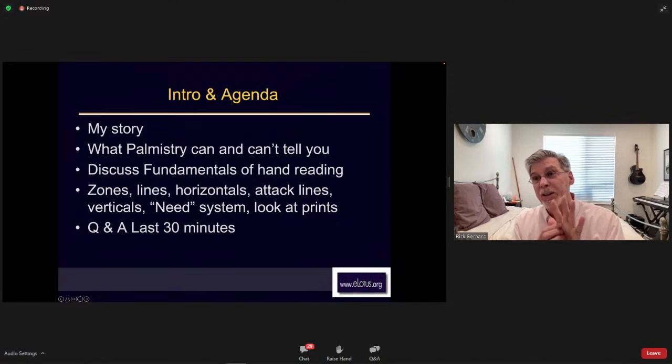Okay. And we're going to discuss our need system, and that's determined by the setting of our fingers, where the finger exits the palm, and if there's any deviation. I'll show you, there should be just a natural curve where the fingers exit the palm. And if we have time, we'll look at some prints, just to get a glimpse at different types of prints and what kind of issues they may be dealing with, and just to have some fun. So try to save your questions if you can for the last 30 minutes.